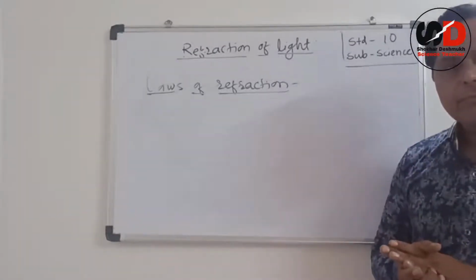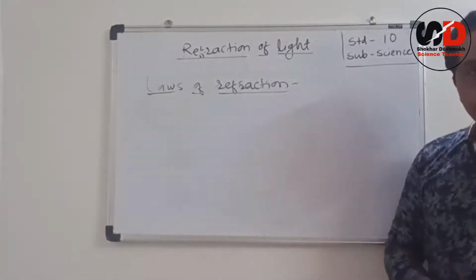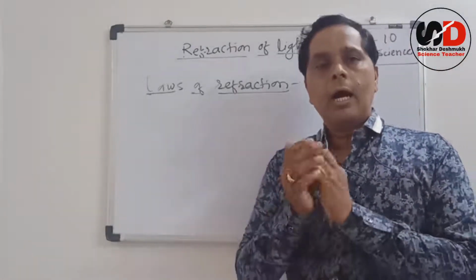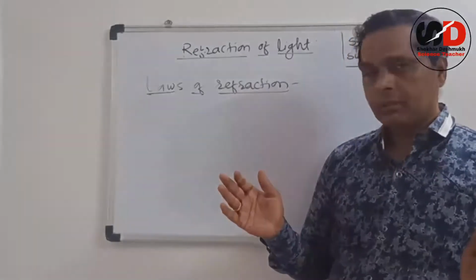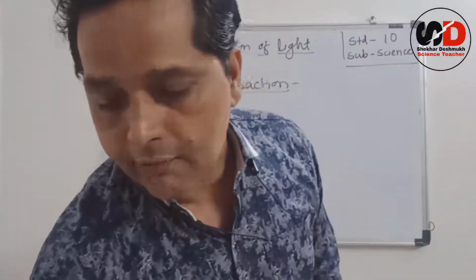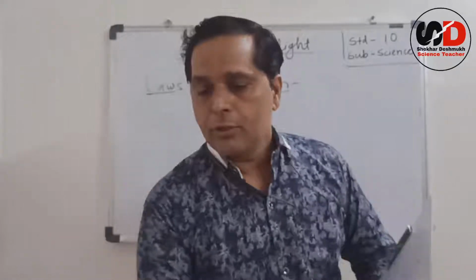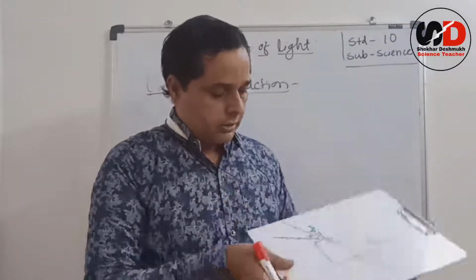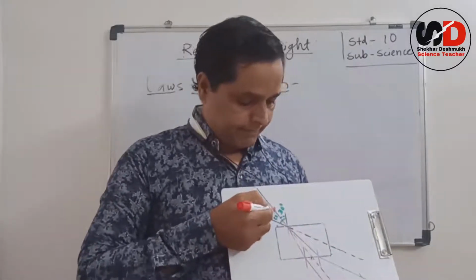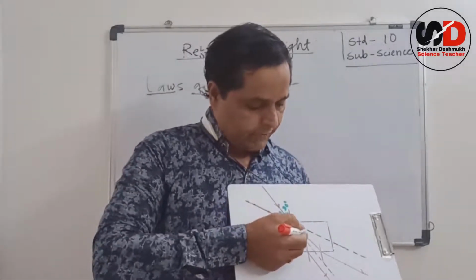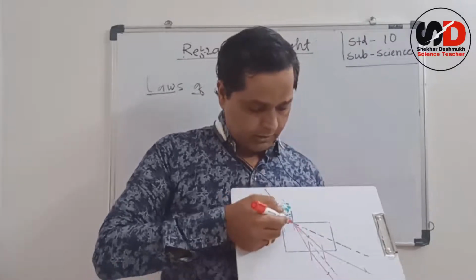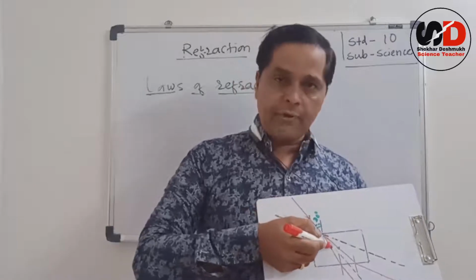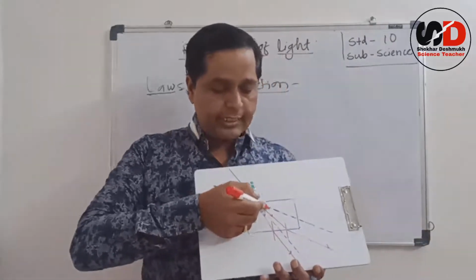The first law: the incident ray and the refracted ray are always on opposite sides of the normal. One minute, I will draw, or you can see it here. This is the incident ray, this is the refracted ray, and this is the normal. So the incident ray and the refracted ray are on opposite sides of the normal.